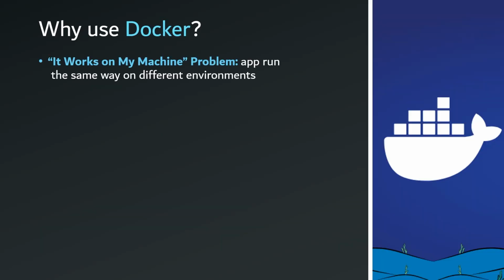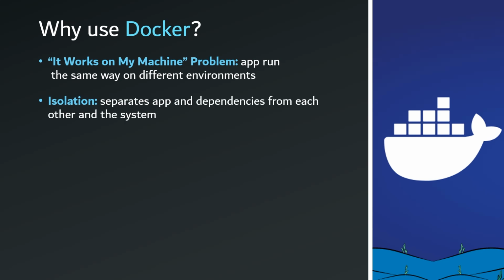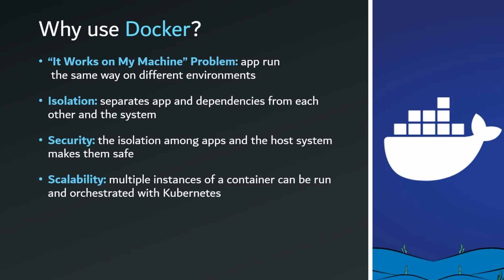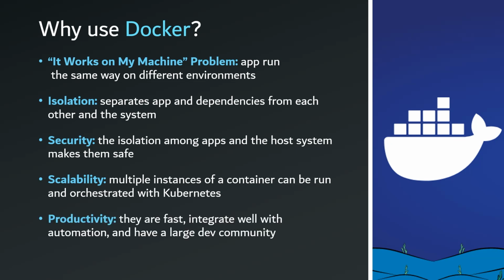So why do we use Docker at all? By using Docker, we solve the "it works on my machine" problem, because the applications can run the same way on different environments. Besides that, Docker helps us separate the application and dependencies from each other and the system. The isolation that we achieve using Docker also has a benefit in terms of security. Docker containers are also more scalable because multiple instances of a container can be run and orchestrated with a technology such as Kubernetes. And finally, Docker containers boost productivity. They are fast, they are lightweight, they integrate well with automation, and have a large development community.